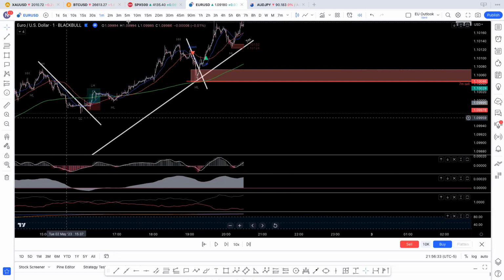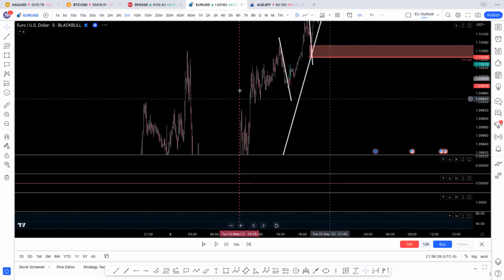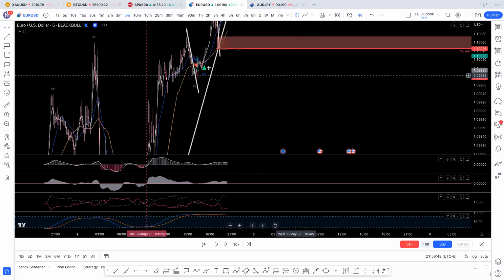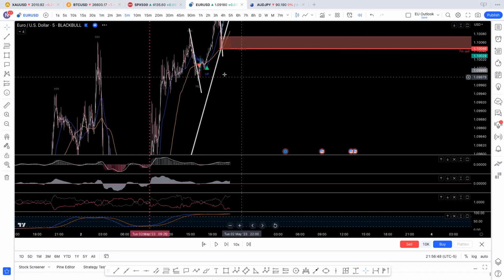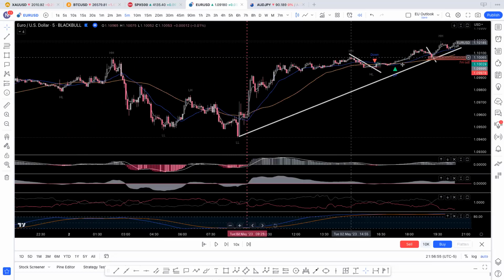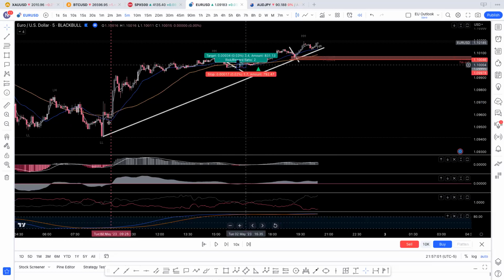And oh, I'm sorry, let me go back to the 5 minute again. I'm getting myself confused. Okay, so the whole point of this is to identify what a continuation would look like. Feel like I'm doing this wrong. Feels wrong.